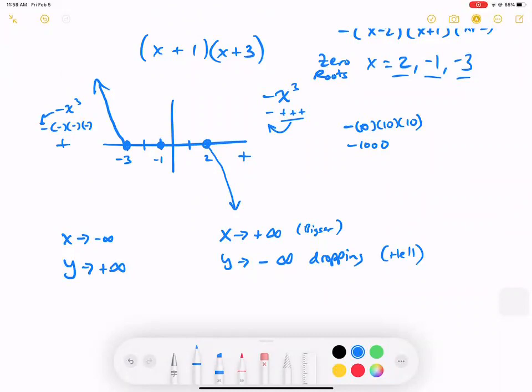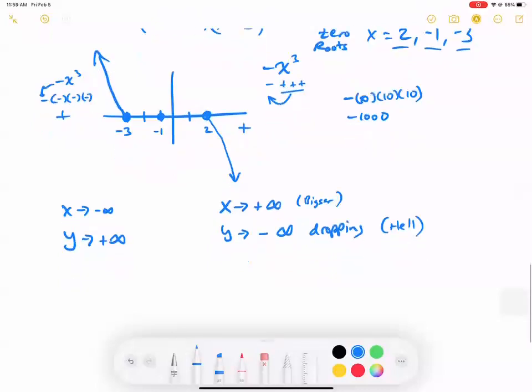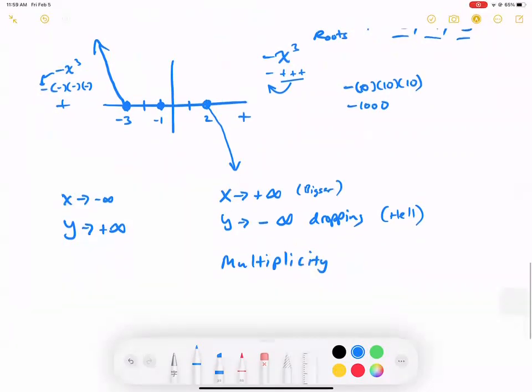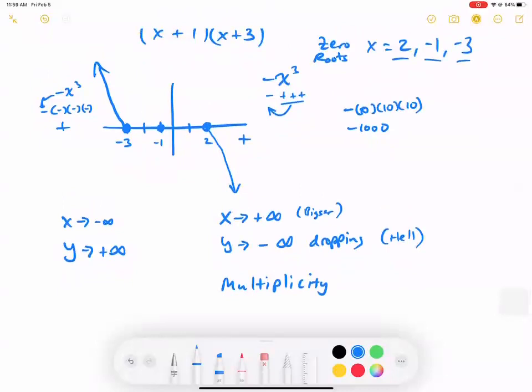Now, the next rule is this, and I'm going to add a rule to what we were talking about before: if I have a root, the term is going to be multiplicity. So let me write this rule real quick. Multiplicity is a fancy word for the number of times something happens. And we talked about this before. How many times do you see the answer 2, negative 1, and negative 3?